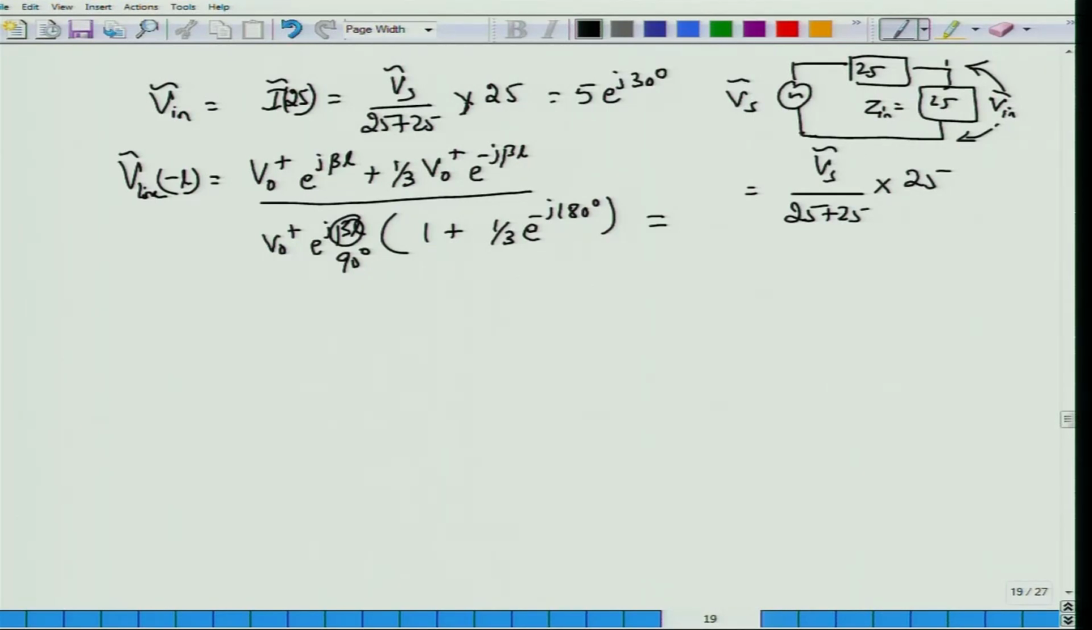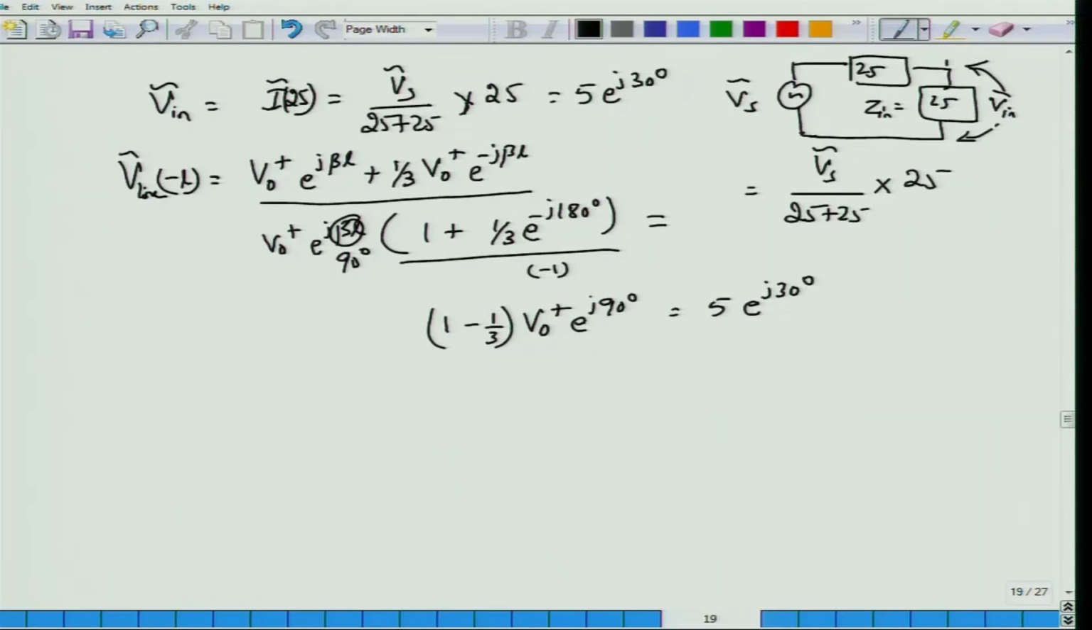Okay. So, I can take V0 plus e power j beta L common. I know beta L is 90 degrees. And if I take 90 degrees out, this becomes e to the power minus j 180 degrees, which is nothing but minus 1. So, this term is actually 1 minus 1 by 3 times V0 plus e power j 90 degrees, and that must be equal to 5 e power j 30 degrees. So, this is the voltage, right.